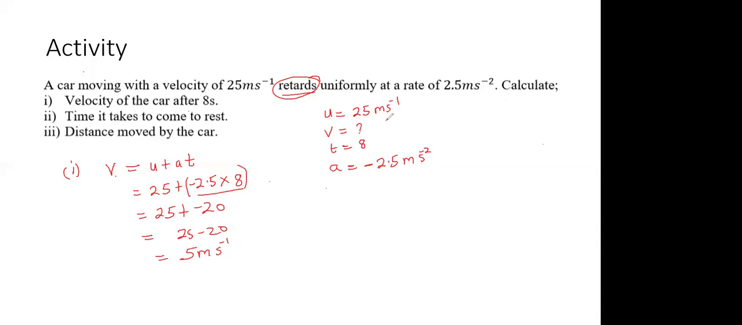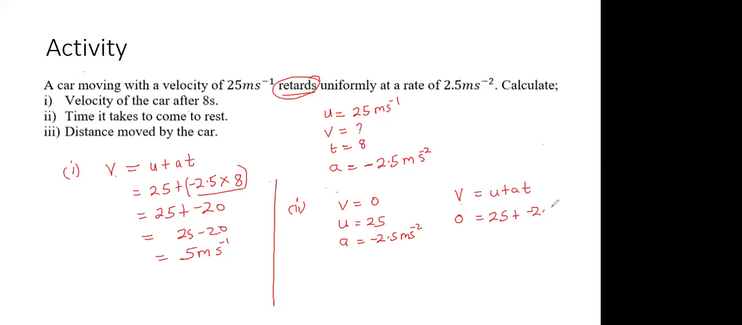Because you are coming to rest, meaning you cannot move any further. So your V, now I'm on Roman 2, V is going to be 0. Our U was 25. Our acceleration was negative 2.5. Members, this is where you have made the mistake. So we shall have V is equal to U plus at. Our V is 0, is equal to U, which is 25, plus a, which is negative 2.5, t. So I'm going to make the 25 come this side. I have 0 minus 25, which is equal to 25 minus 25 plus negative 2.5 t. So I'll have negative 25 is equal to negative 2.5 t. So I will divide by negative 2.5, divide by negative 2.5.